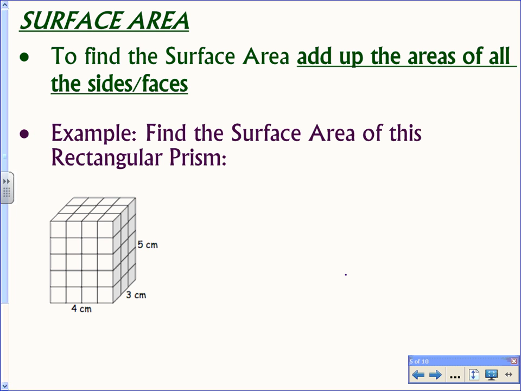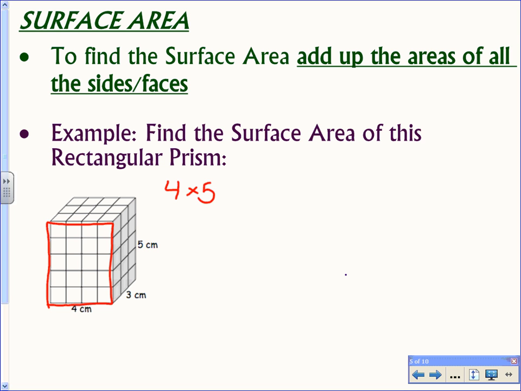So this first example is a rectangular prism, and to add up the areas of all the sides or faces, I'm first going to calculate the areas of each side. So first I'm going to look at the front side. This front side is a 4 centimeter by 5 centimeter rectangle. So to find the area of this side, I would multiply 4 by 5.